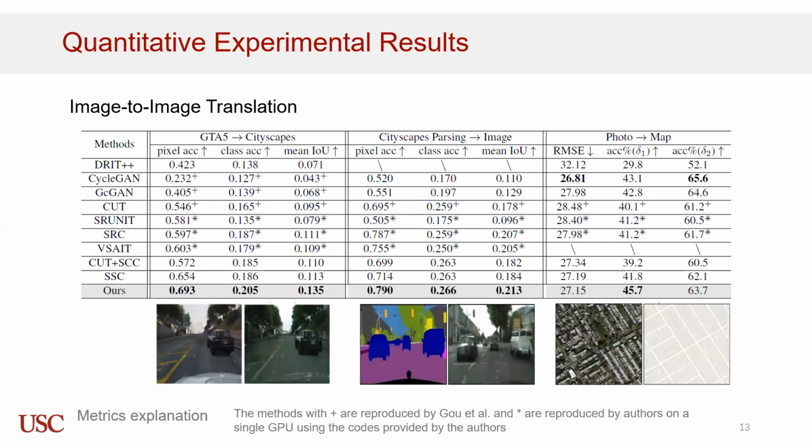So first, we apply our method on different image-to-image translation tasks, including GTA5 to Cityscapes translation, Cityscapes parsing to image, and photo to map translation. With respect to the first two datasets, we can see that our method is state-of-the-art. Although for the last dataset our performance is not the best, it performed the best among the contrastive learning-based methods, because photo to map is a paired image-to-image translation, which gives some merits to bidirectional image translation.